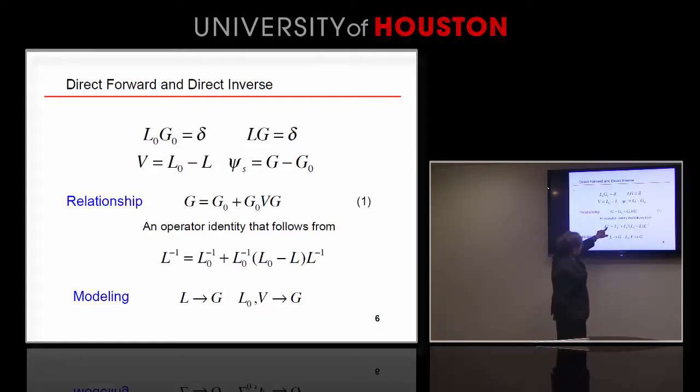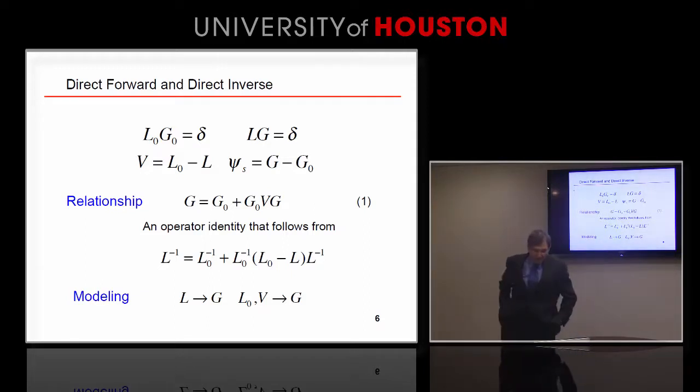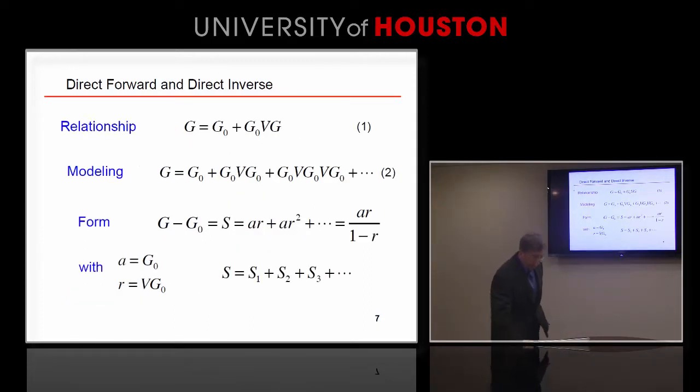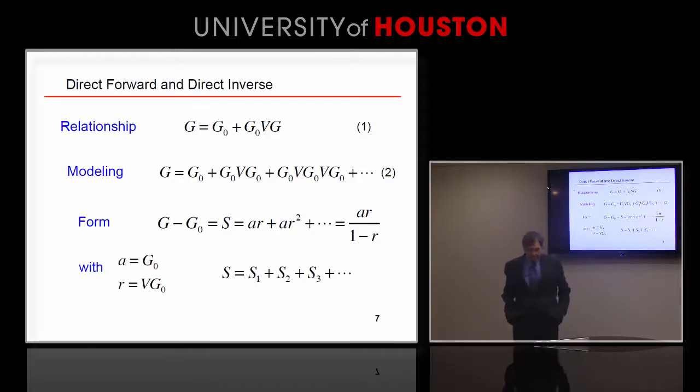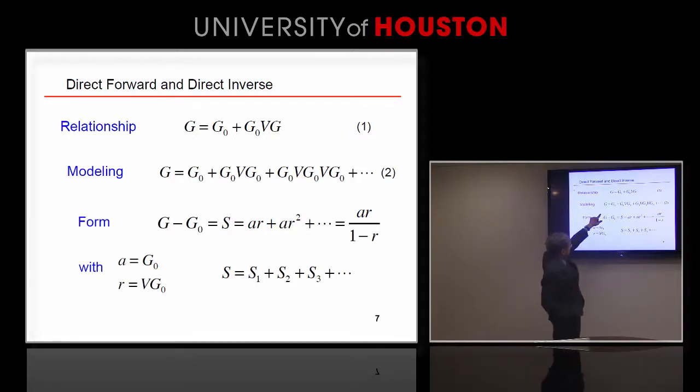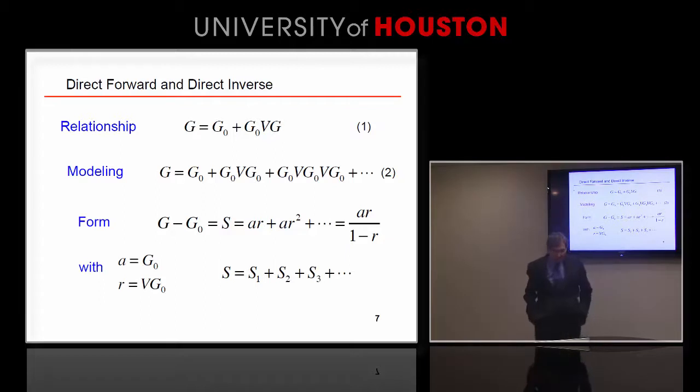From that identity, you see G is on both sides. You can go through a set of procedures where you put in for G, G0, and then put in for G, G0 plus G0VG0, and you get a series like equation 2 from equation 1. Equation 2, as long as it converges, is identical to 1. Equation 2 is the forward scattering series. It says you can generate the difference of wave field as a power series in V.